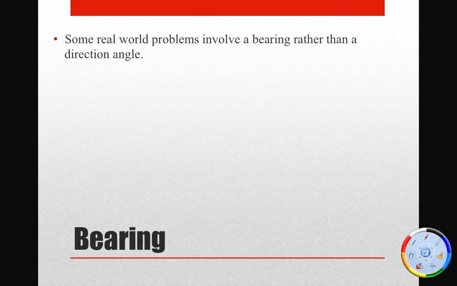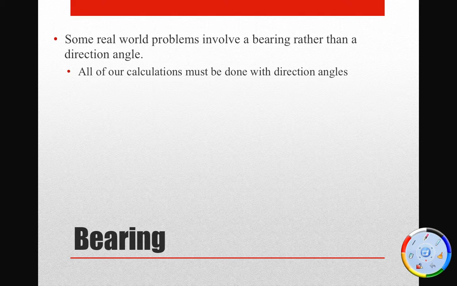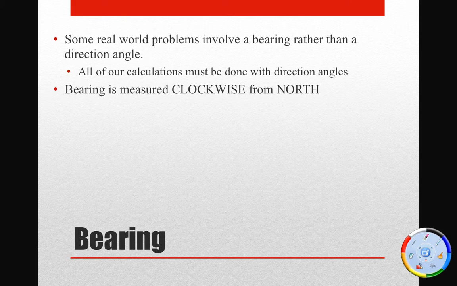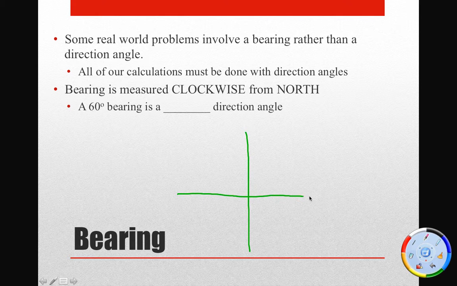So some real world problems involve a bearing rather than a direction angle. What we do in trigonometry, we have direction angles. And sometimes in the real world, they use bearing because they measure from north. So when we do a calculation, we have to change our angle from a bearing angle to a direction angle. A bearing is measured clockwise from north, whereas a direction angle is measured from 0 on the x-axis.